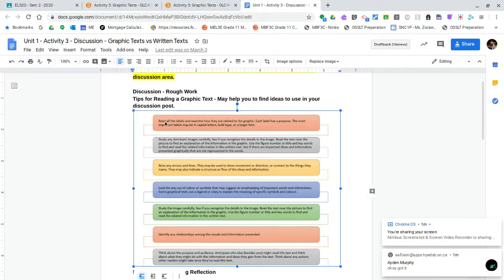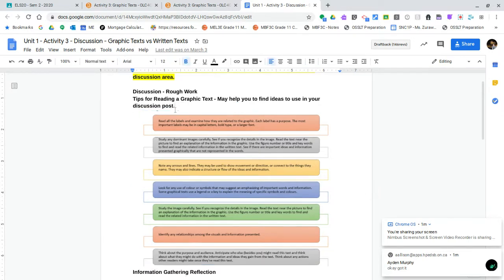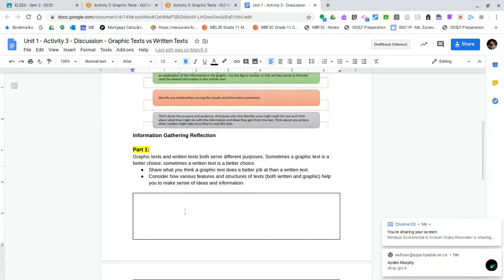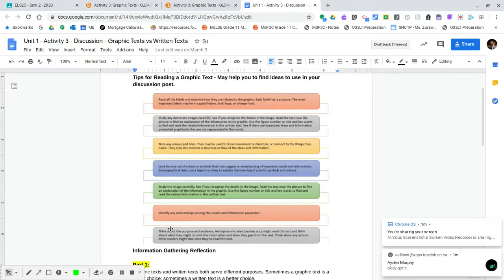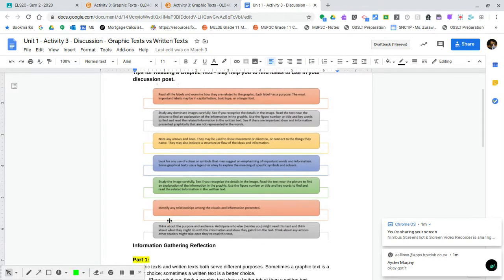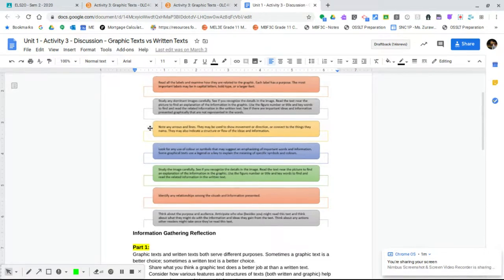In here, I copy and pasted some information about reading a graphic text that I thought could help you guys to find ideas. So if you look, read all the labels, examine how they're related to the graphic. Each label has a purpose. So maybe when you're talking about the difference between a graphic and a written text, you might say the fact that graphic texts have these labels really directs a reader in a certain way. So that could be a positive, right?